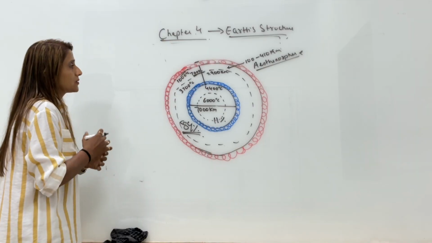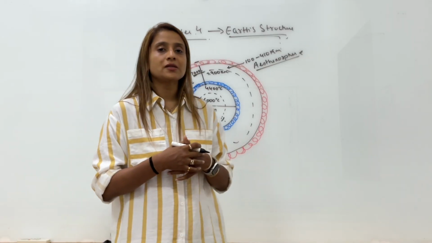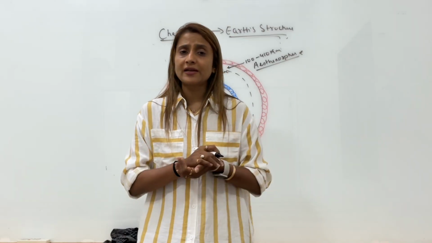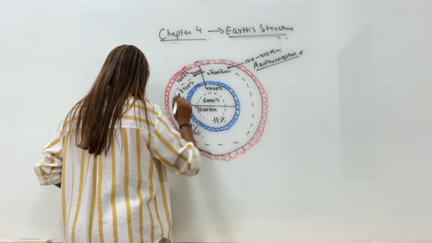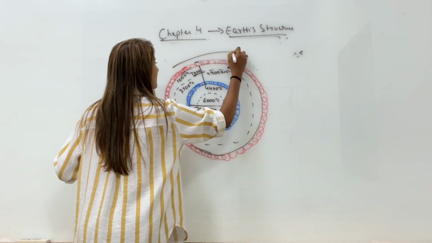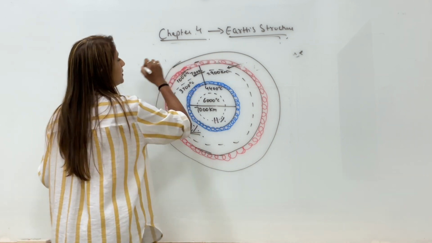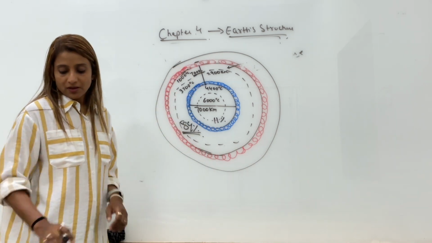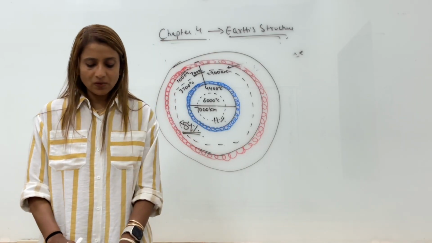Upper mantle is cooler and less dense. Lower mantle, in spite of having high temperature, is in solid state, again because of high density and high pressure. Then we have the last layer, the outermost layer, the least dense layer, the most accessible layer, which is called crust. Crust is only 1%.